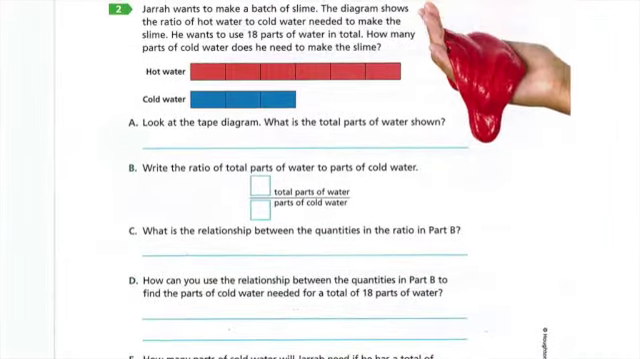All right, join me on the next page. Jara wants to make a batch of slime. The diagram shows the ratio of hot water to cold water needed to make slime. He wants to use 18 parts of water in total. How many parts of cold water does he need to make the slime? All right, so there's his hot water and his cold water. Look at the tape diagram. What's the total parts of the water? So the total parts would be all of them. So 1, 2, 3, 4, 5, 6, 7, 8, 9.